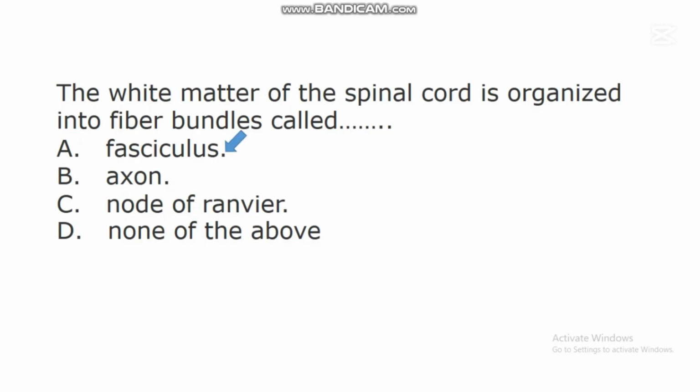Fasciculus. The white matter of the spinal cord is organized into fiber bundles called fasciculus. These fasciculus can also be called the tracts. So studies have shown in neurology that the white matter of the spinal cord is organized into fiber bundles known as fasciculus or tracts.